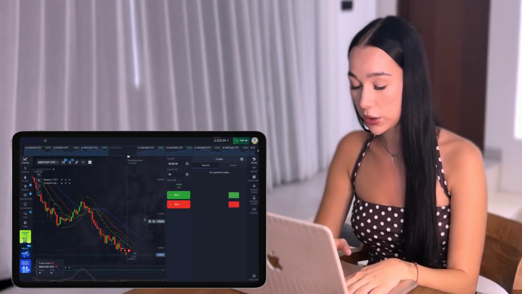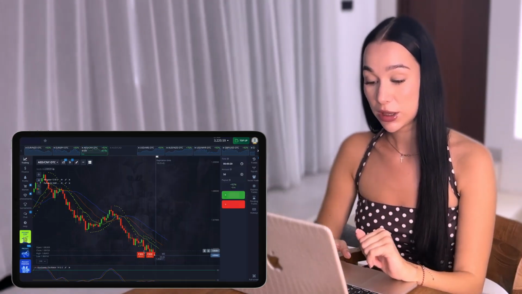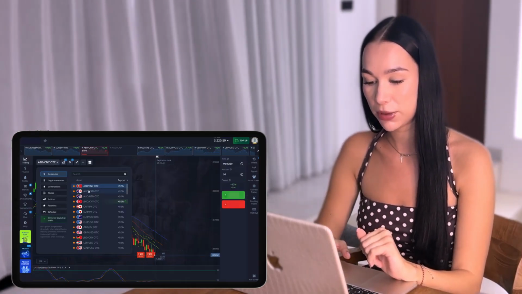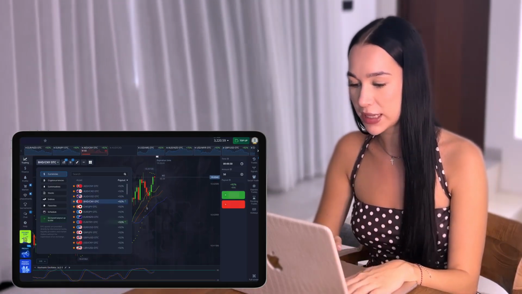Oh, we didn't close this one. Okay, we're gonna open 2 more sell trades. That was kind of unexpected, since the price went lower than our entry point after we closed that. But sometimes it's happening. This is absolutely normal, especially for 30 seconds time of the expiration.